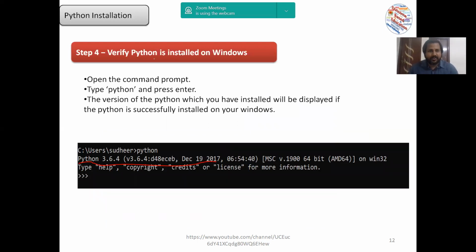Then you have to verify whether Python is installed or not. You have to open the command prompt, and then type the keyword Python. Then you will get the version, which version you have installed in your system. So if it comes and this Python scripting prompt is open, then your Python is successfully installed.